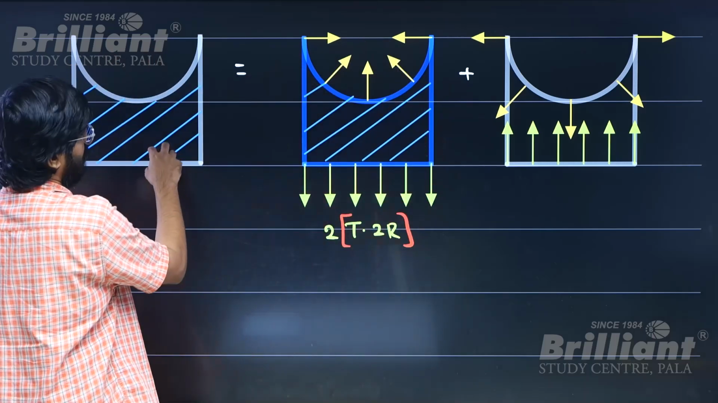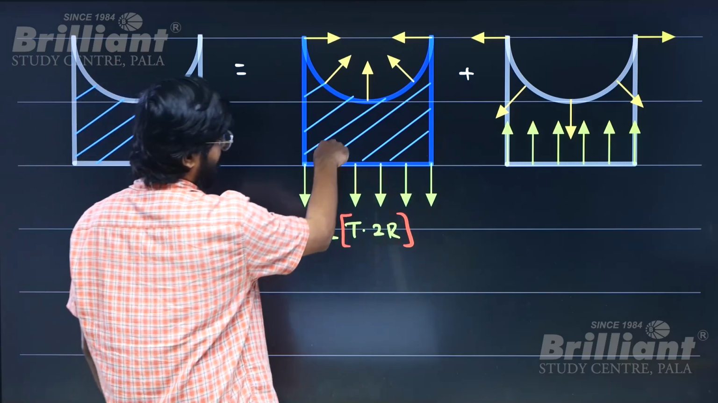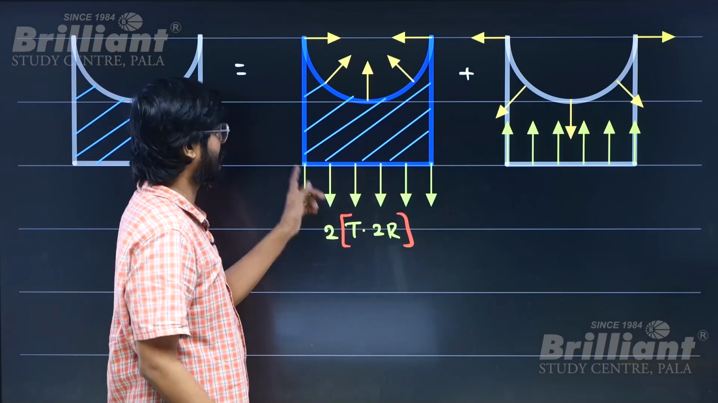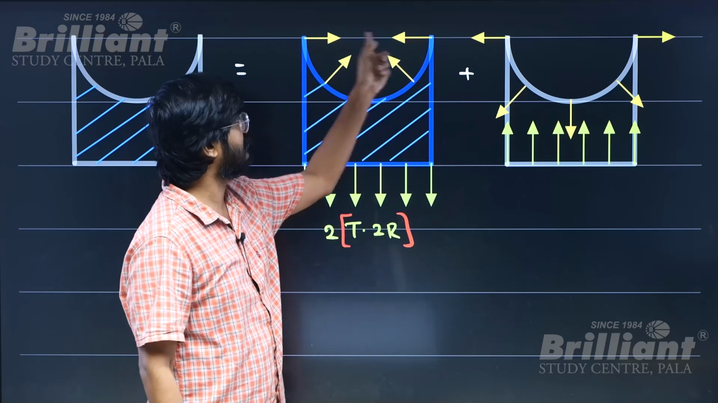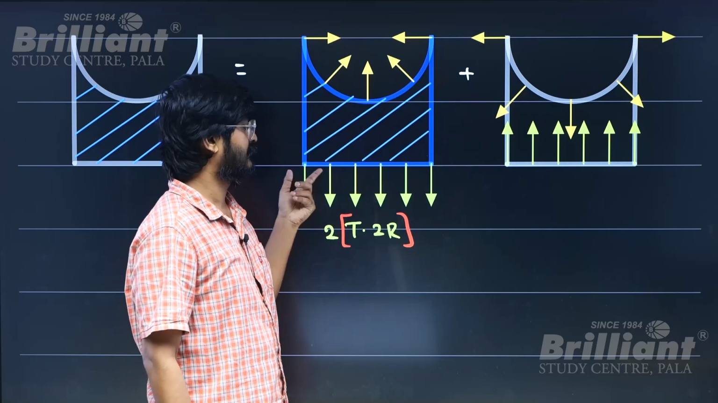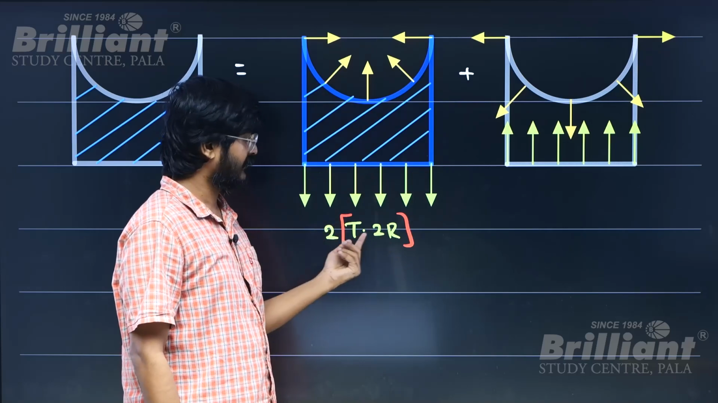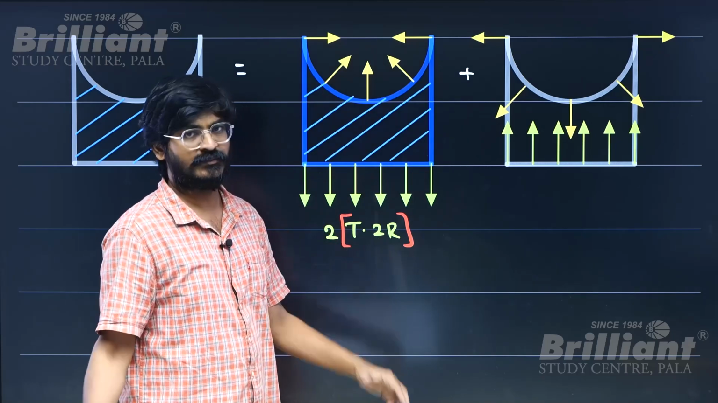Now this soap film will be pulled by the frame in this direction also. This is easy to calculate, obviously. If there is one interface, it is T times 2R, because this is 2R diameter. But there are two interfaces, so 2 times T into 2R. Anyway, the two interfaces have not much role for us.